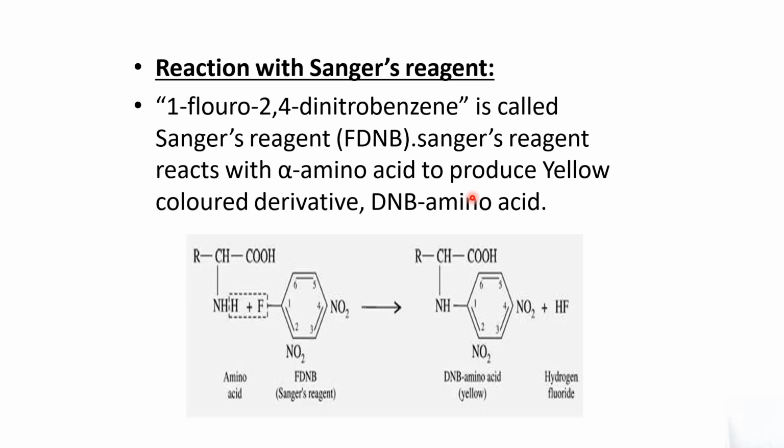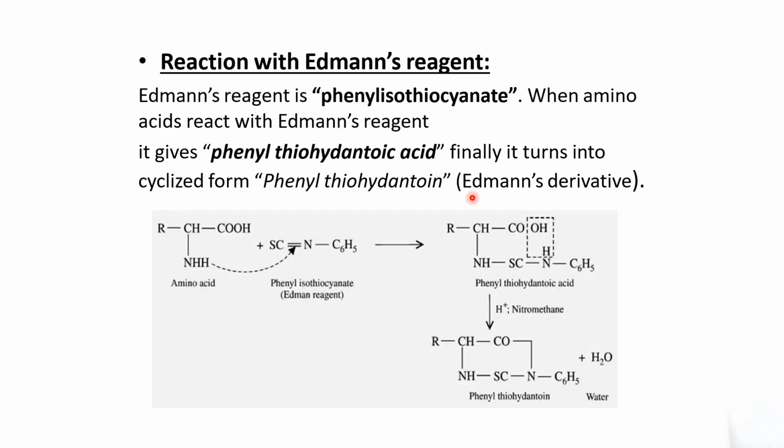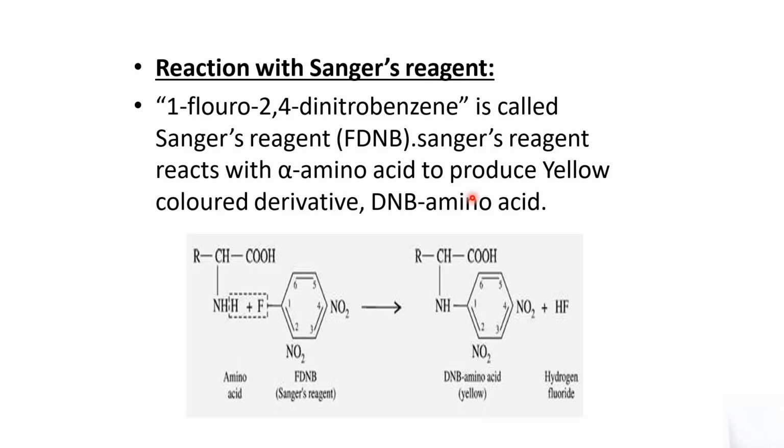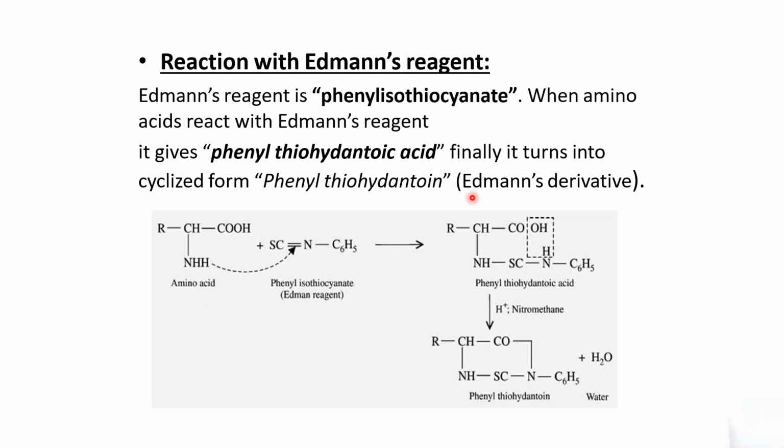Then we have reactive Sanger's reagent, Edman's reagent. Okay, so basically Sanger's reagent reacts with alpha amino acid to produce yellow color derivative, DNB amino acid. Whereas Edman's reagent is called phenyl isothiocyanate. When amino acids react with Edman's reagent, it gives phenyl thiocarbamyl amino acid. Finally, it turns into cyclized form, phenylthiohydantoin.